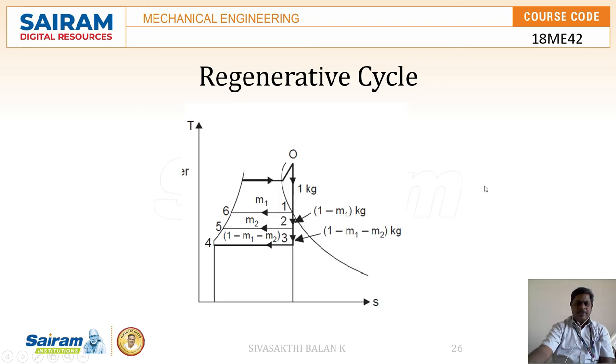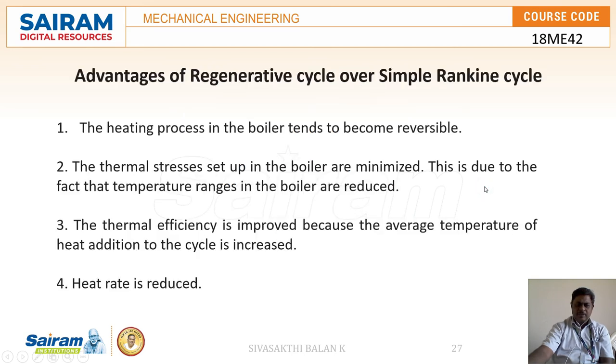This is how a typical TS diagram for a regenerative cycle looks. And the advantages of the regenerative cycle over a simple Rankine cycle are: the heating process in the boiler tends to become reversible. The thermal stresses set up in the boiler are minimized. This is due to the fact that temperature ranges in the boiler are reduced. The thermal efficiency is improved because the average temperature of heat addition to the cycle is increased and the heat rate is reduced in the regenerative cycle.